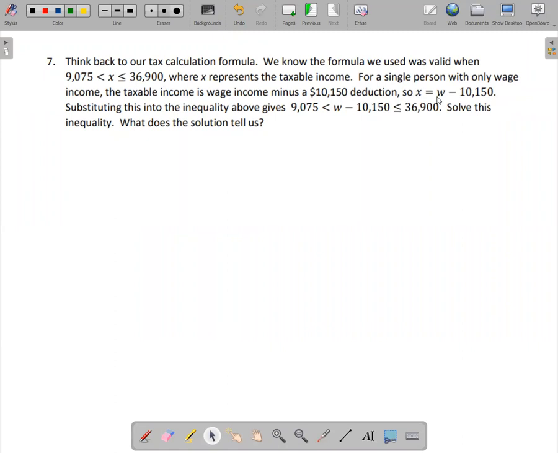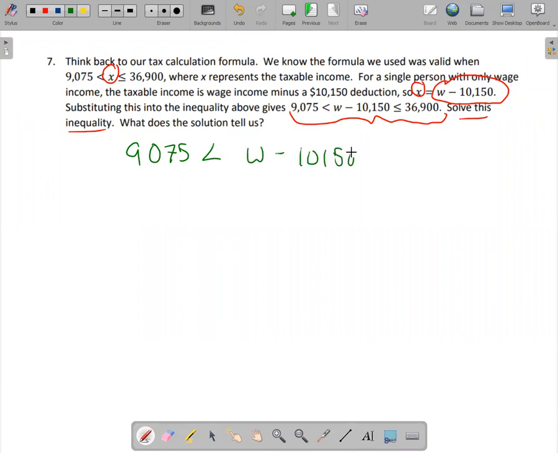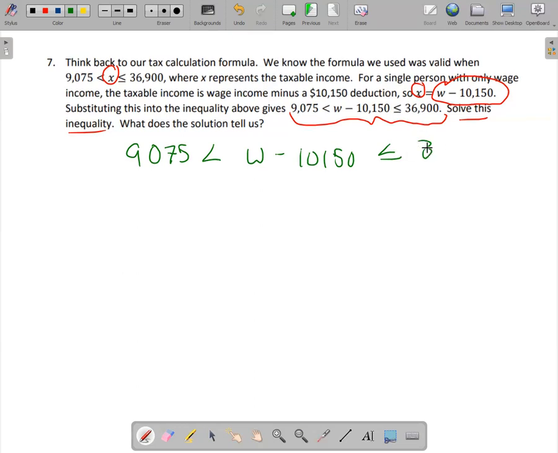So what we want to do is substitute. Check it out. Here they're saying X is equal to that right there. Substituting this into that inequality there, we get this new one. And they want us to solve this inequality. Okay, that shouldn't be too bad. I'm just going to rewrite it. 9,075 less than W minus 10,150 less than or equal to 36,900. To solve something like this here, we just need to get rid of the minus 10,150.